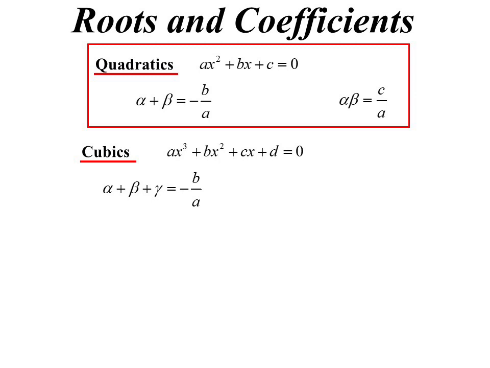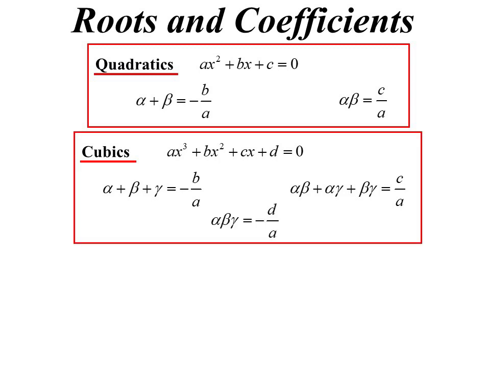Turns out that the sum of the roots, alpha plus beta plus gamma, is still minus b on a. However, we now have another sum of the roots when we take them 2 at a time, all the possible combinations. Alpha beta plus alpha gamma plus beta gamma. But that will be c on a. But we now have a new one, the product of all 3 of the roots, alpha beta gamma. The pattern continues. It'll be d on a, but it'll be negative. So negative d on a.